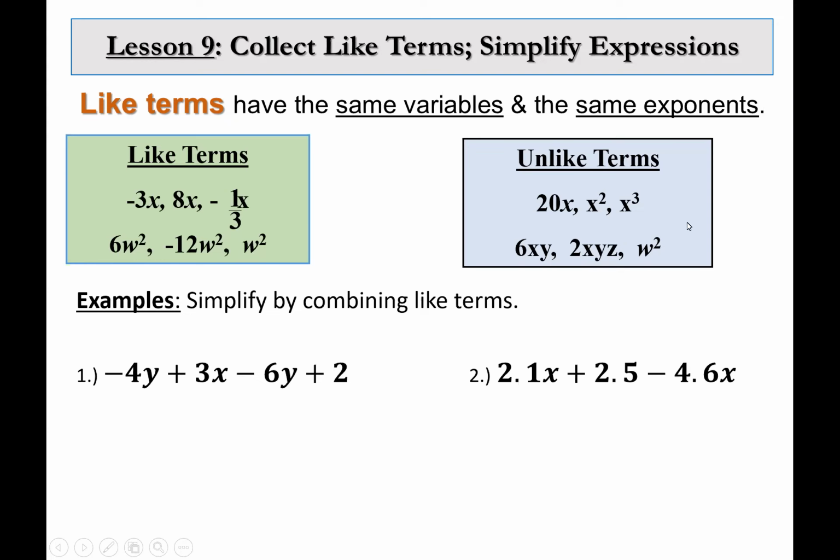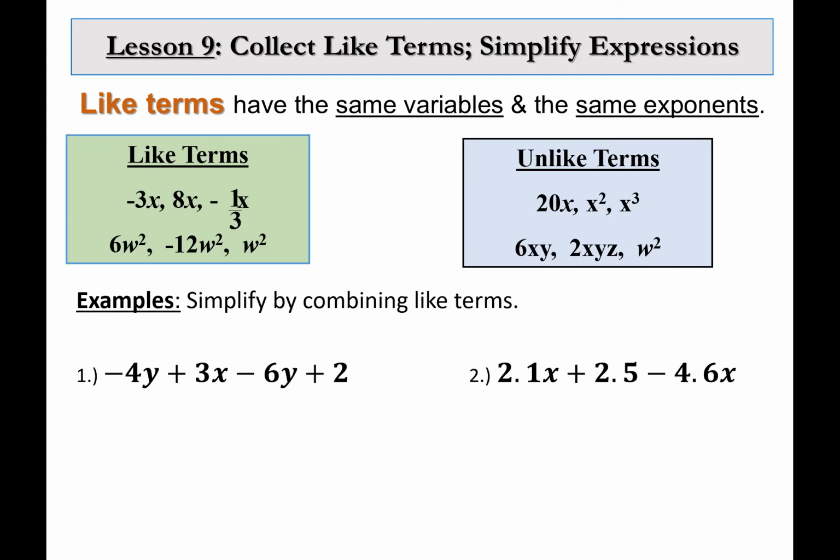All right, over here in this blue box, here are some examples of terms that are not like terms. And so the title here is unlike terms. The first example is 20x, x squared, and x to the 3rd. Even though those terms all have x, they have different exponents, so they are not alike. They cannot be combined together. Another example: 6xy, 2xyz, w squared. That one maybe is even a little bit more obvious. Each of those terms has different variables and different exponents. So those are some examples where you could not combine like terms.